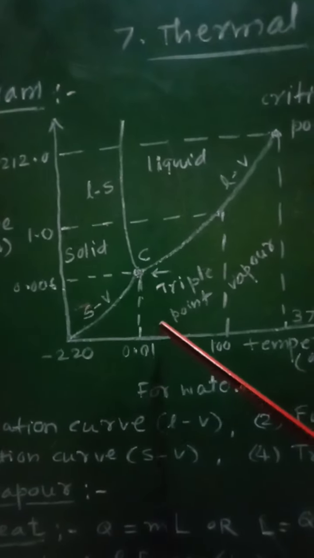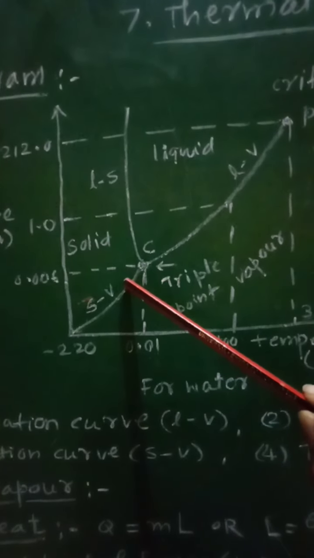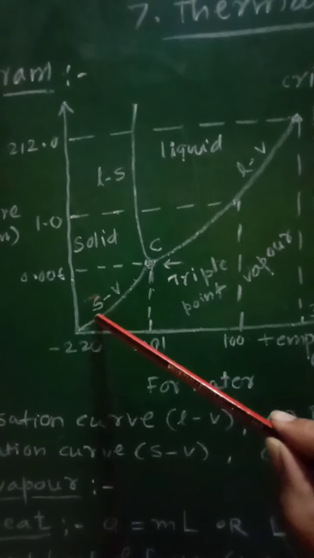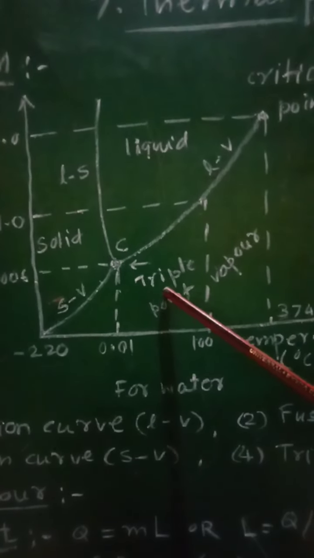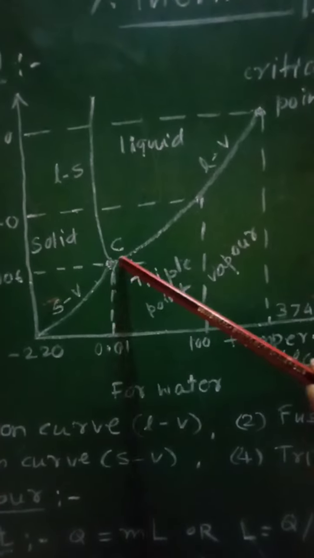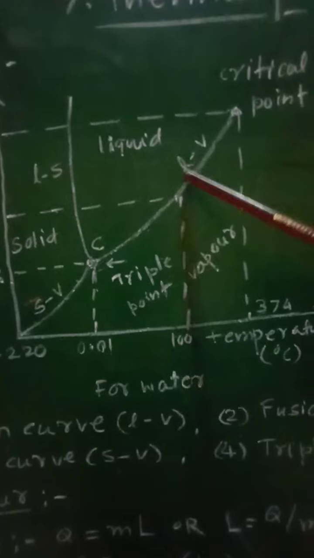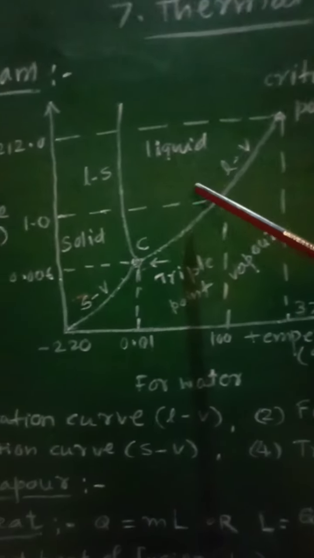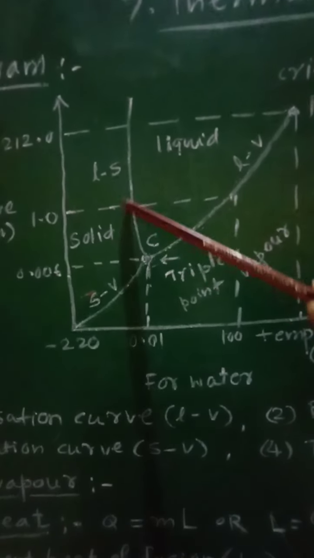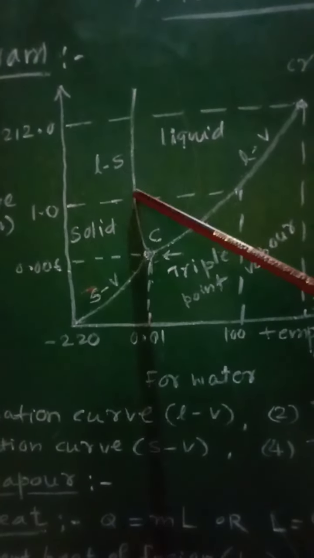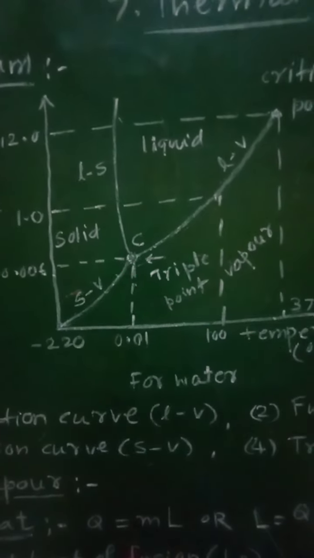For water, this curve up to this point C will be the SV curve, which represents the sublimation curve. Then point C is called the triple point. Then this next curve will represent the LV curve, that is the vaporization curve. And then this third curve, the LS curve, represents the fusion curve.